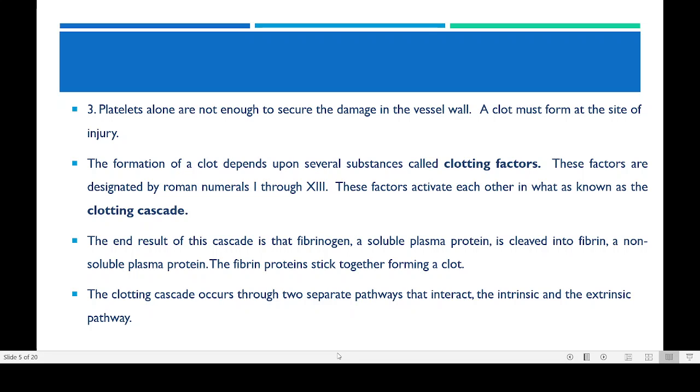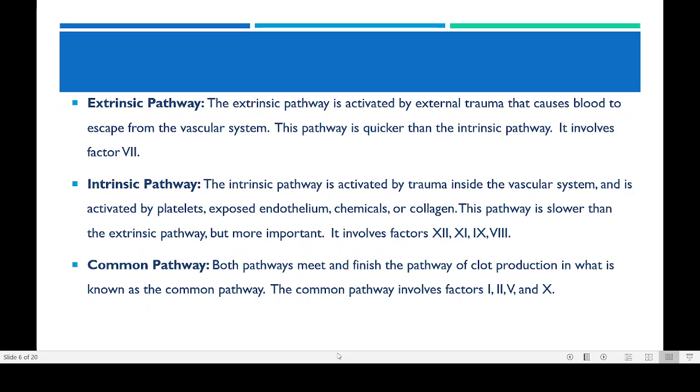Now there are two important pathways for this clotting cascade to take place, and that is what we are going to study. The clotting cascade occurs through two separate pathways: one is the intrinsic pathway and the second is the extrinsic pathway. Two pathways are shown here. The first pathway is known as the extrinsic pathway. The second is known as the intrinsic pathway, and there is also a common pathway.